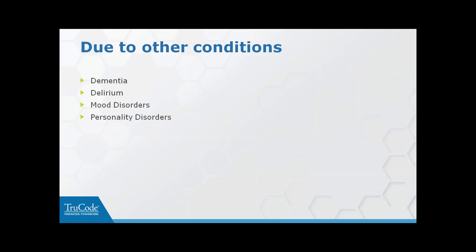Now, these that are due to other conditions, most commonly those are going to be dementia, delirium, mood disorders, and personality disorders. Again, remember that if they have a personality disorder that is not due to another condition, that's in a different chapter of the book.